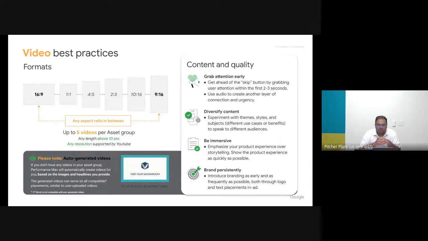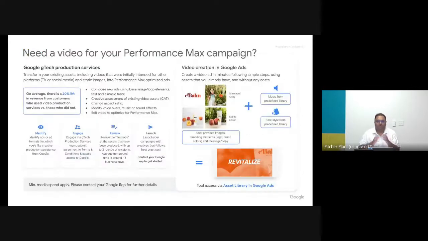Now, if you're unable to generate your own videos, the campaign will, like I said, generate videos for you, but there are also two additional options available for you.